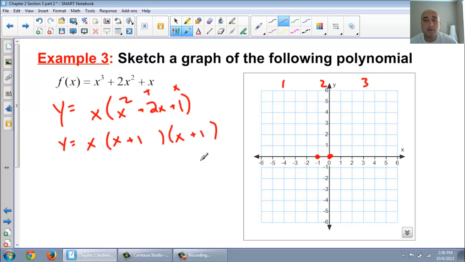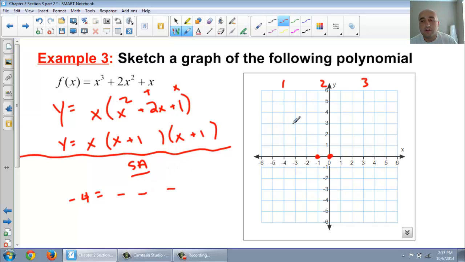Okay, so give me a number. So here's our sign analysis. Give me a number to the left of negative 1. So anything. So let's just try negative 4. Negative 4 in for x is a negative. Negative 4 plus 1 is negative. Negative 4 plus 1 is negative. So we have negative here. Give me a number between negative 1 and 0. So let's try negative 0.5. Negative 0.5, negative 0.5 plus 1, negative 0.5 plus 1 is positive. Negative times a positive is a negative. So the first two are negative.